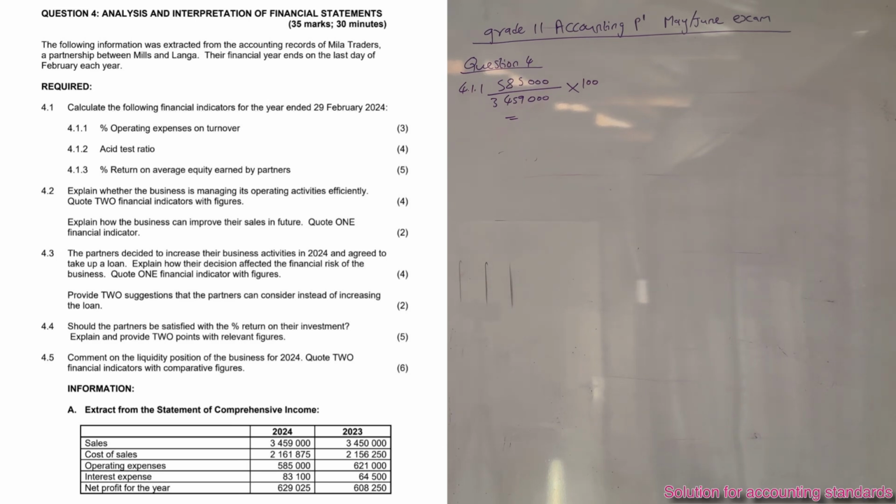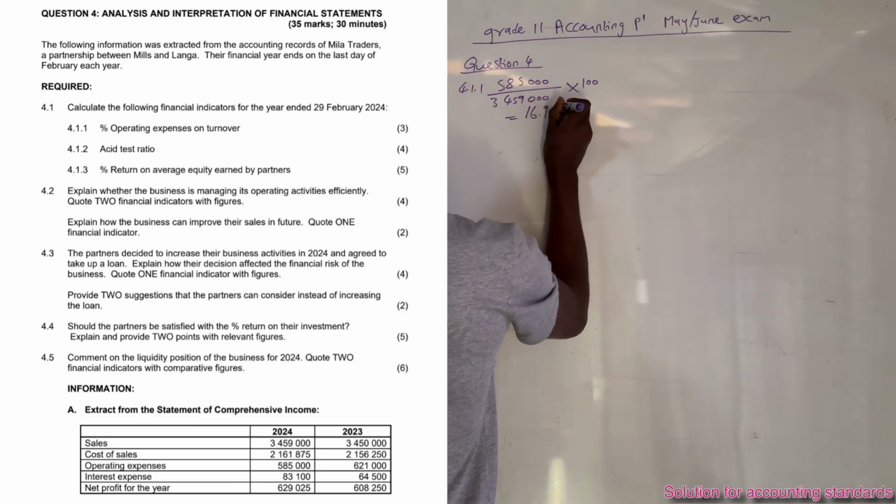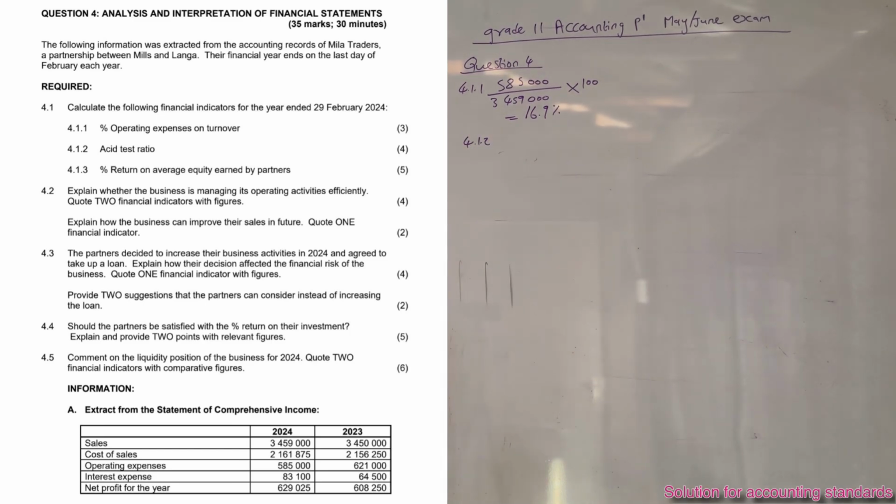This is going to give you an amount of, let me calculate. 585,000 divided by 3,459,000, and we multiply by 100. It's going to give us 16.9%.